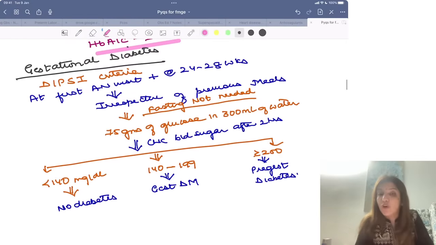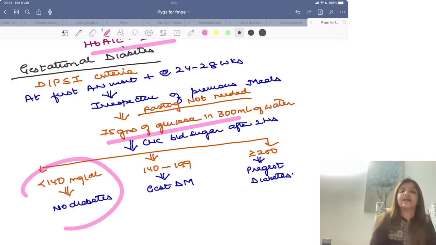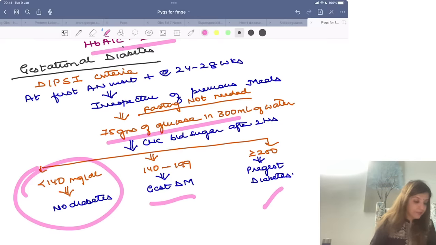For gestational diabetes, I'm sure all of you know the DIPSI criteria. Our Government of India says that to diagnose gestational diabetes, you have to do the test at the first antenatal visit and between 24 to 28 weeks. Irrespective of previous meals, whenever a pregnant female comes to you at the first antenatal visit or between 24 to 28 weeks, you give her 75 grams of glucose in 300 ml of water, and after 2 hours you check her blood sugar levels. If less than 140, there is no diabetes. If between 140 and 199, it is gestational diabetes. And if more than or equal to 200, it is pre-gestational diabetes, right?